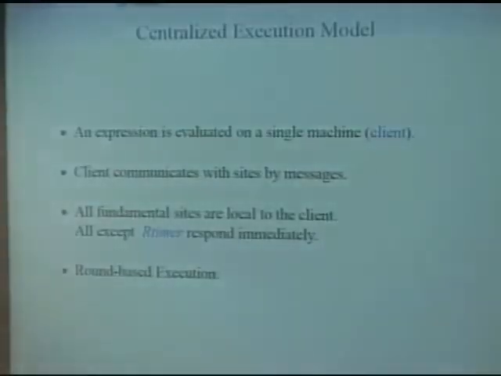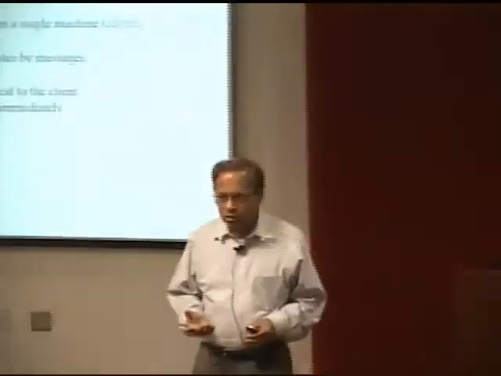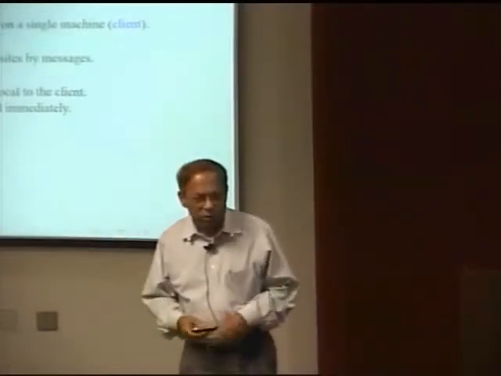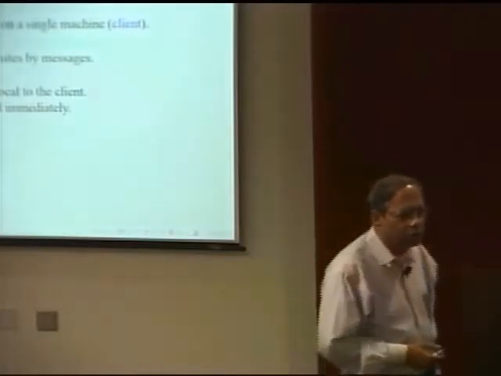So imagine that an expression is evaluated on a single machine that I'll call client. That client communicates with the sites by sending messages to them. And all fundamental sites are local to the client. All except our timers respond immediately. And I won't explain the last part. This is the model the programmer should keep in mind. It's not the true model, because if you write a large program, you can't have a centralized execution. It will be distributed, but the programmer shouldn't worry about it. We will take care of distribution. We'll make sure that when we distribute, we support the same semantics as a centralized model.